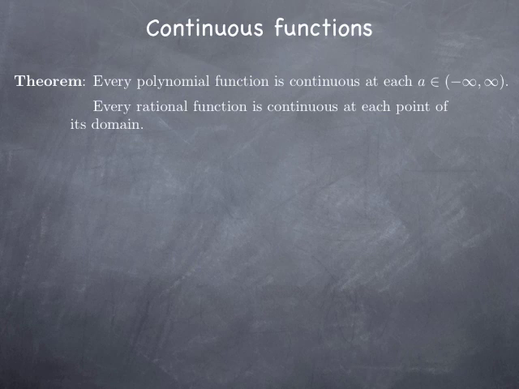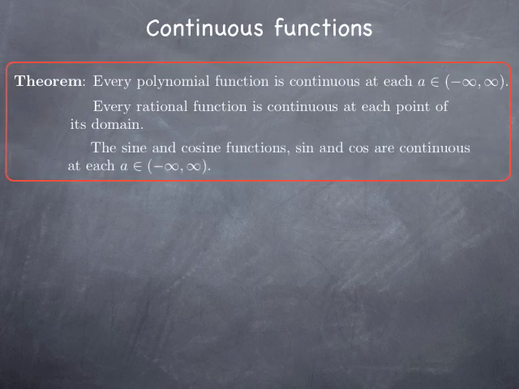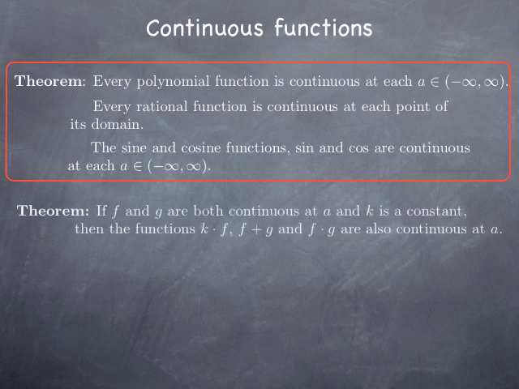Additionally, and unlike for polynomial and rational functions where we are just stating facts that we've already seen, we will note that sine and cosine functions are also continuous at each point of the real line. Now if we have two functions f and g that are both continuous at the same value a, and k is a constant, then when I multiply a continuous function by this constant, I obtain a new continuous function. In other words, the function kf is going to be continuous at a.